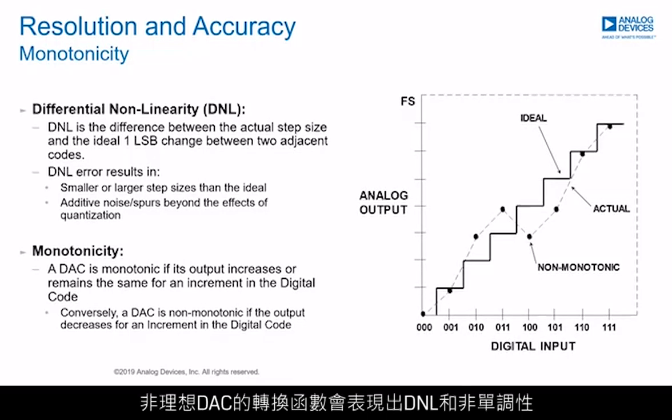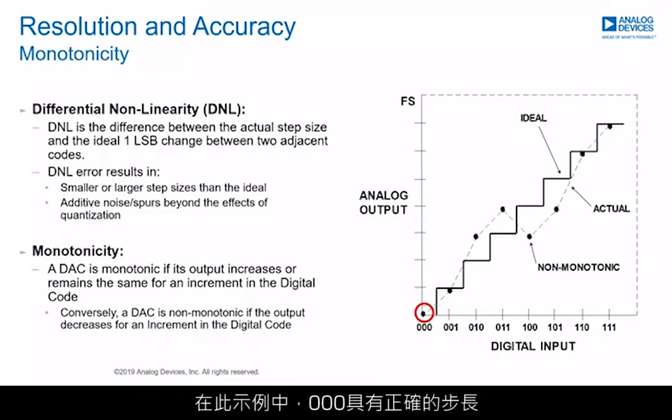Transfer function of a non-ideal 3-bit DAC shows DNL and non-monotonicity. In this example, bit 3 is of correct step size and sits at the ideal value. Bit 1, however, is 1 LSB high and increases by 2 LSB instead of the ideal 1 LSB between code 001 and 010.